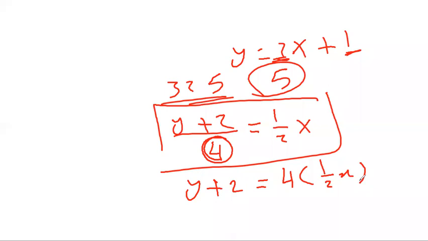Who can explain what happened? Because here on the left side we have over 4 or divide 4, so we will send the divide 4 to the other side, but it will be multiply 4. 4 multiply 1 over 2x will be 2x. So now we have y plus 2 equals 2x. The last step, I'll send the positive 2 to the other side. It will be y equals 2x minus 2.